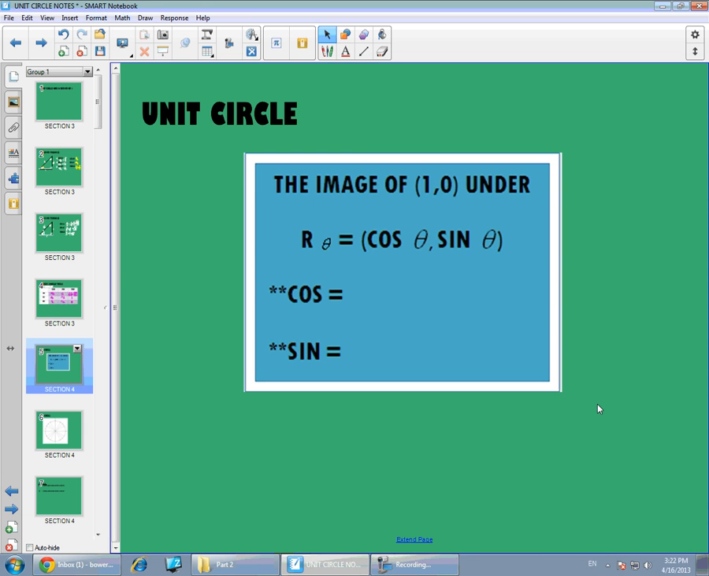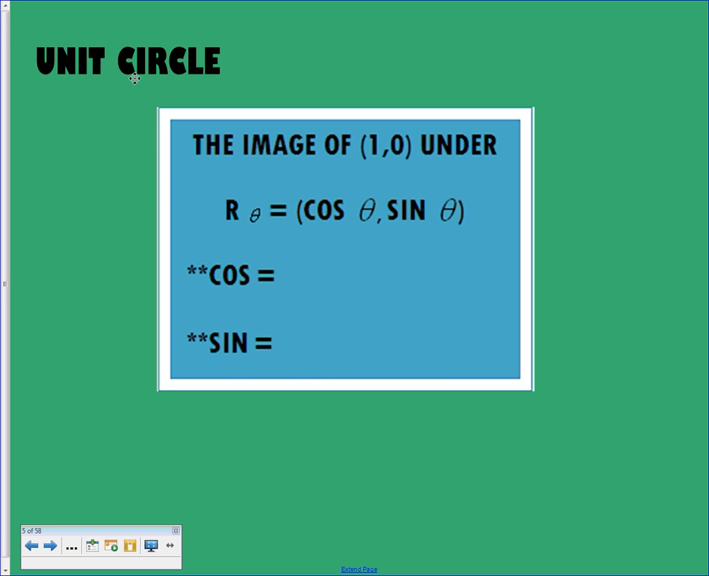Section 10.4 is the beginning of the unit circle. So this is where we're really going to take that triangle and put it into the unit circle and see how that's going to fit. The first thing we want to do is fill out our text box over here on the right where it says the image of (1, 0). (1, 0) just means unit circle, with the radius of 1. So that's all it means.